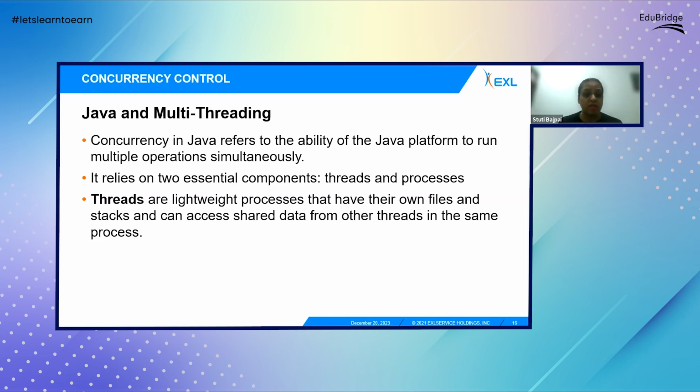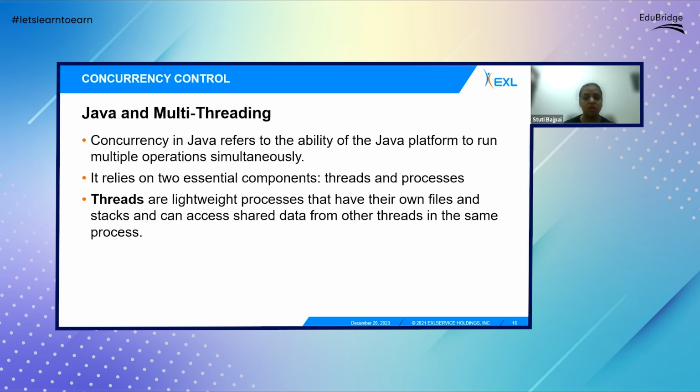So Java and multi-threading. Concurrency in Java refers to the ability of the Java platform to run multiple operations simultaneously. There are two essential components to it: threads and processes. Suppose you need to read a file and return its contents to the user calling it.